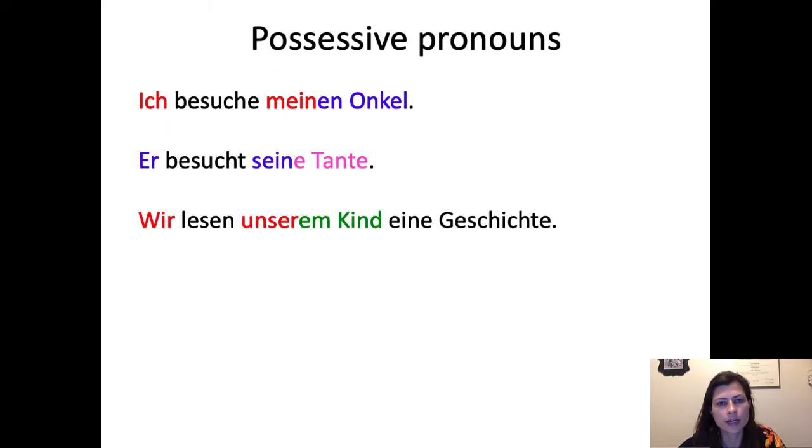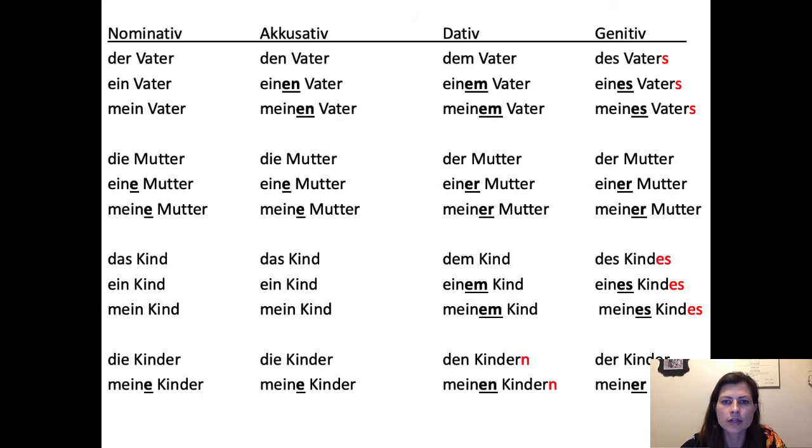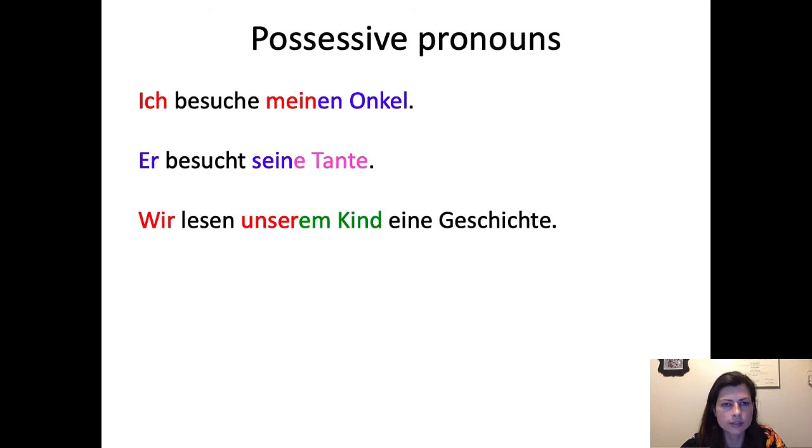And then we have, wir lesen unserem Kind eine Geschichte. We read our child a story. So now we're in the dative because it's like we read a story to our child. It's the indirect object. And so wir and unser go together. But what ending do we want? Well, we want the ending that goes for the dative because this is the indirect object. So we want our dative neuter, dem Kind, einem Kind, meinem Kind. So that em is the ending we want for all the possessives. And so we put that on the unser. Wir lesen unserem Kind eine Geschichte.